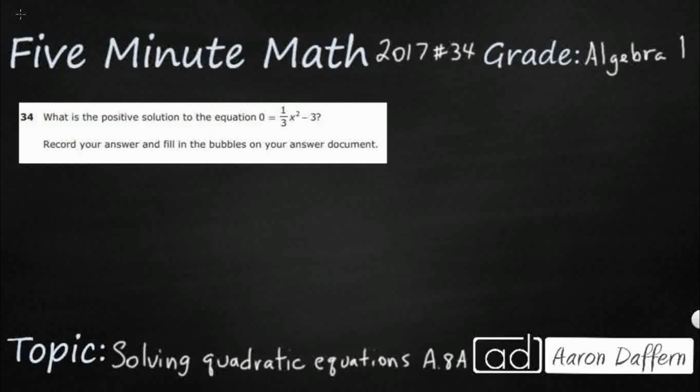So we need to find the positive solution to this equation: 0 equals 1/3 x squared minus 3. So it's in standard form, but we don't have a b, right? We've got the ax squared plus bx plus c. We're missing just that single x there. All we have is an a and a c. But you know what? Before we solve for that, it's a little bit strange.